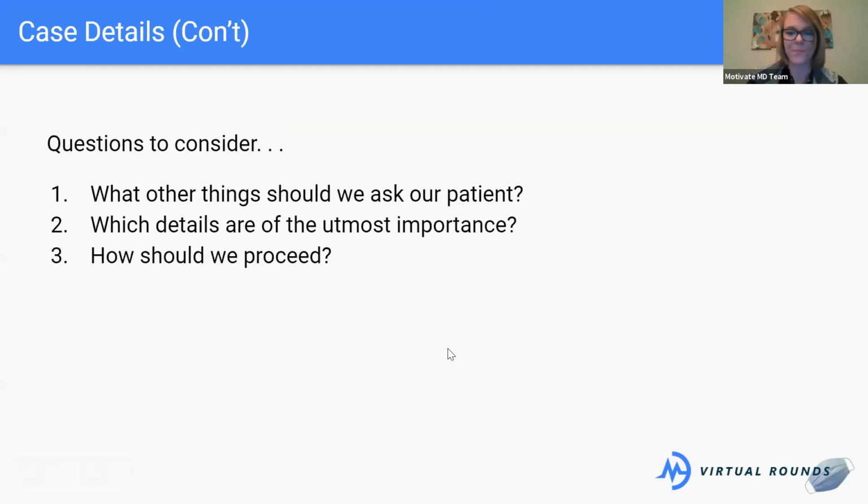Biopsy, potentially. Anybody else? Do we want to get imaging? You can just tell me yes or no. Anemia, good.